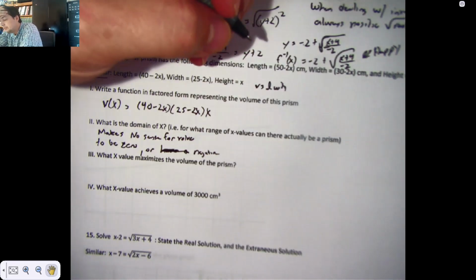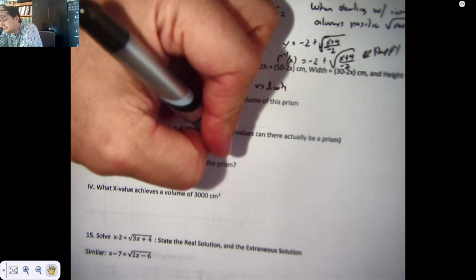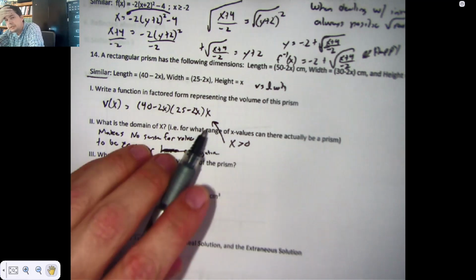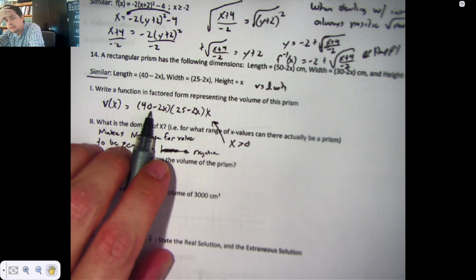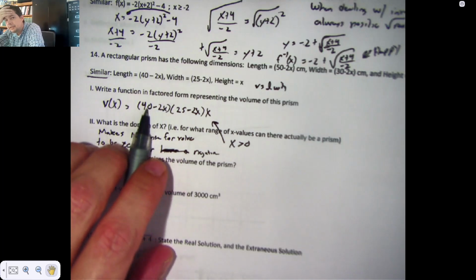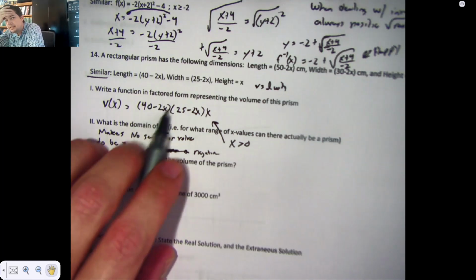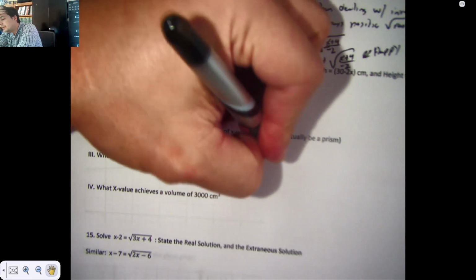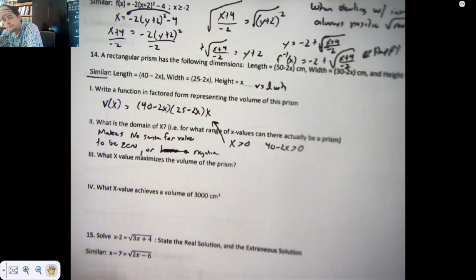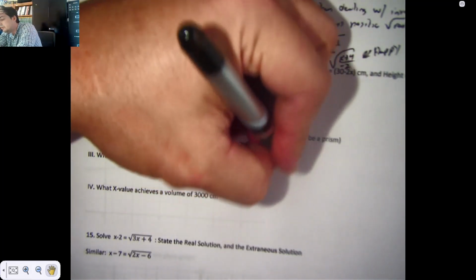So one of the things I do is I kind of look at my factors. It makes sense that x has to be more than 0, because if you put a 0 there, the entire volume is 0, okay? The other thing that makes sense is it doesn't make sense for these particular factors to create negative values, all right? So the 40 minus 2x factor has to be bigger than 0, because it has to be positive, and it doesn't make sense for it to be 0. And the 25 minus 2x is bigger than 0.